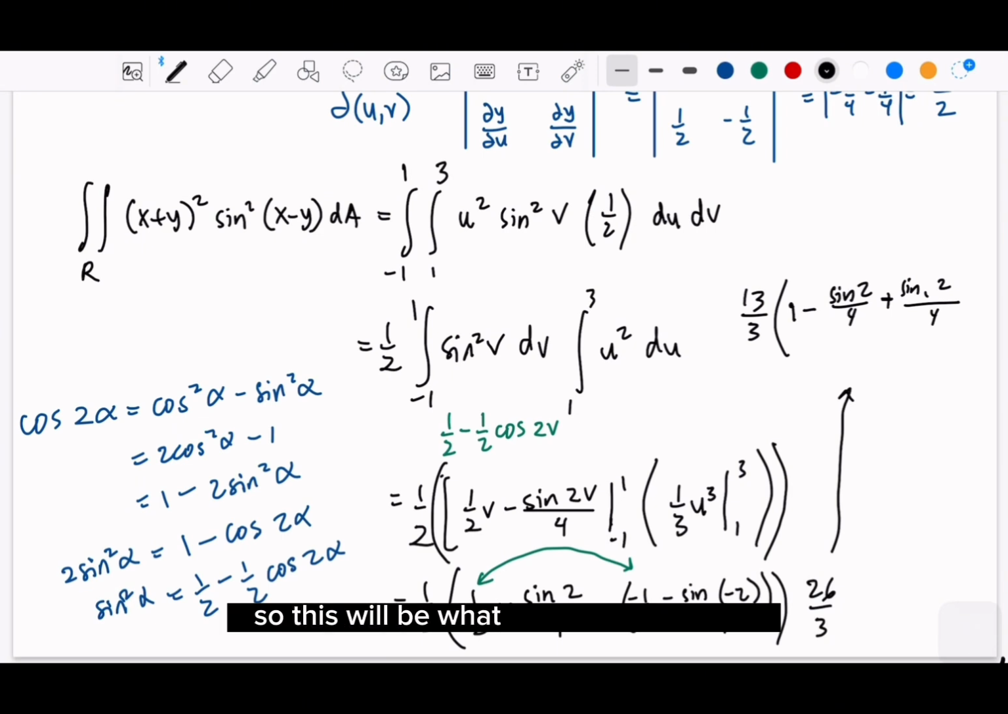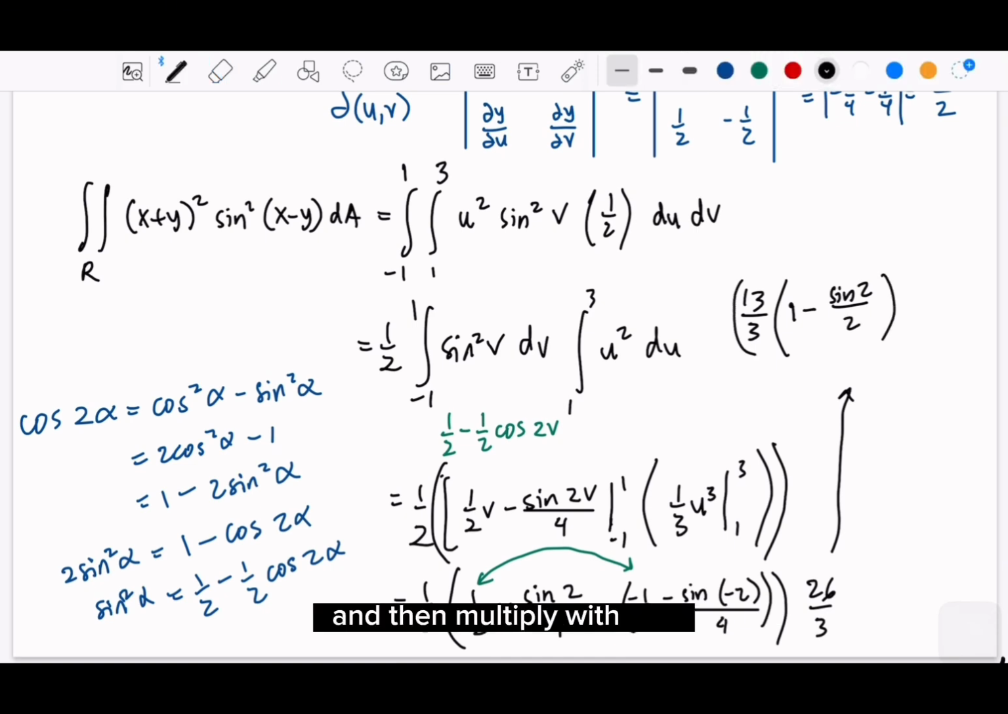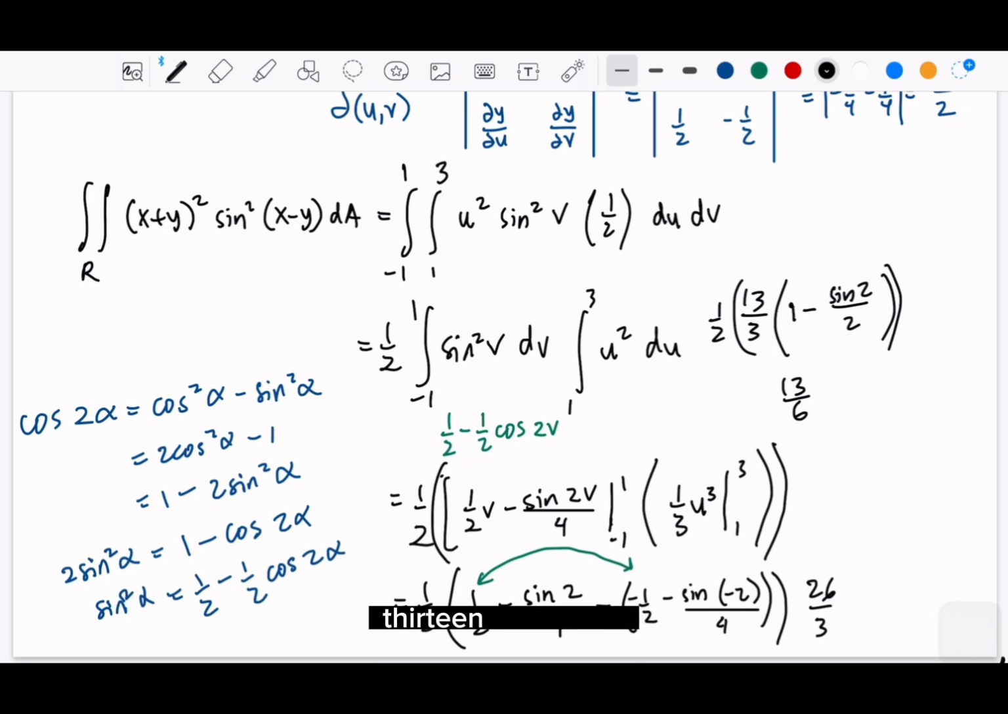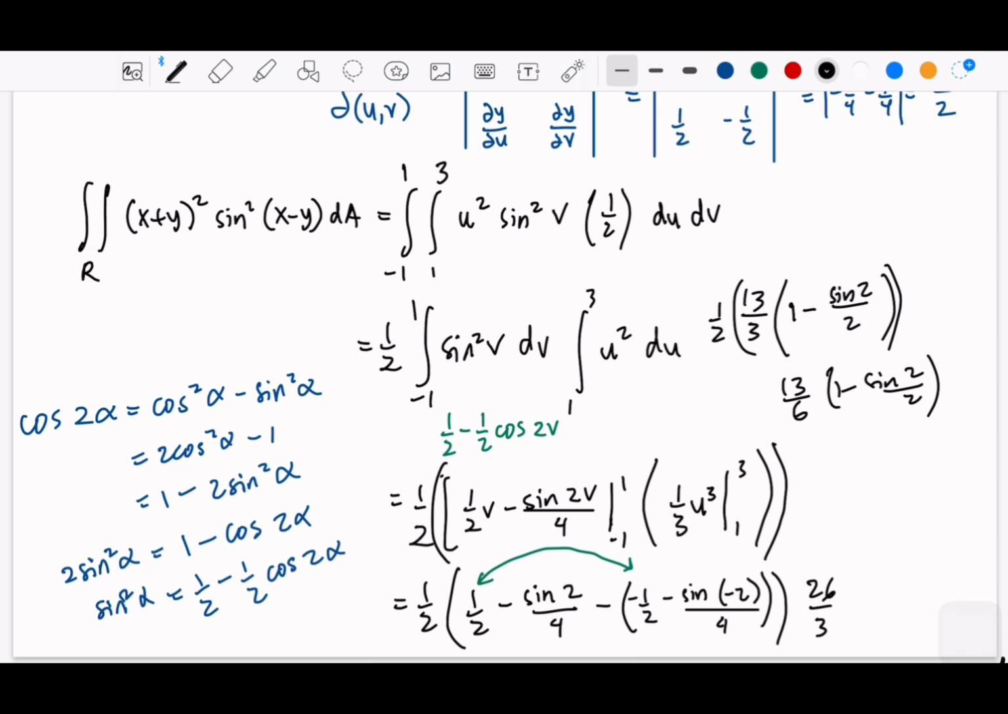So this will be what? Sine 2 over 2, right? And then multiply with half. So this will be 13 over 6, over 3. Yeah, I think just 1 minus sine 2 over 2, right? Oh, yeah, why do I multiply again? Okay, good. So I think we just finished this, right?